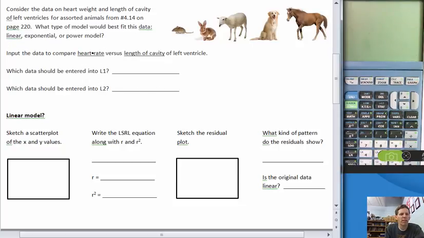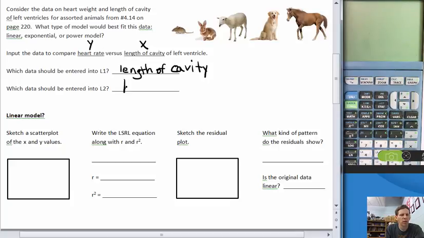So we're going to input the data to compare heart rate versus length of cavity. Remember, when it's written in this versus form, the heart rate is going to be your y variable, which we're going to put into list 2, and the length of cavity will be the x variable. So again, in list 1, that's going to be the length of cavity, and in list 2, we're going to put the heart rate.